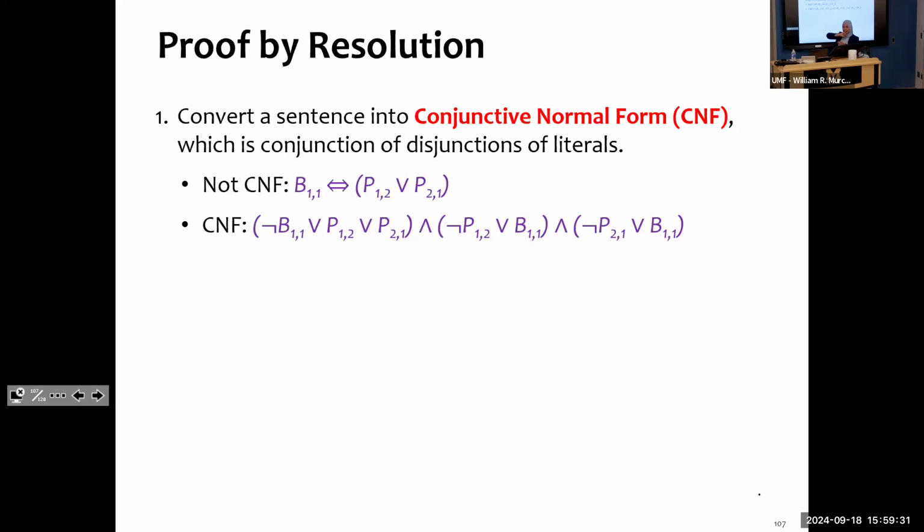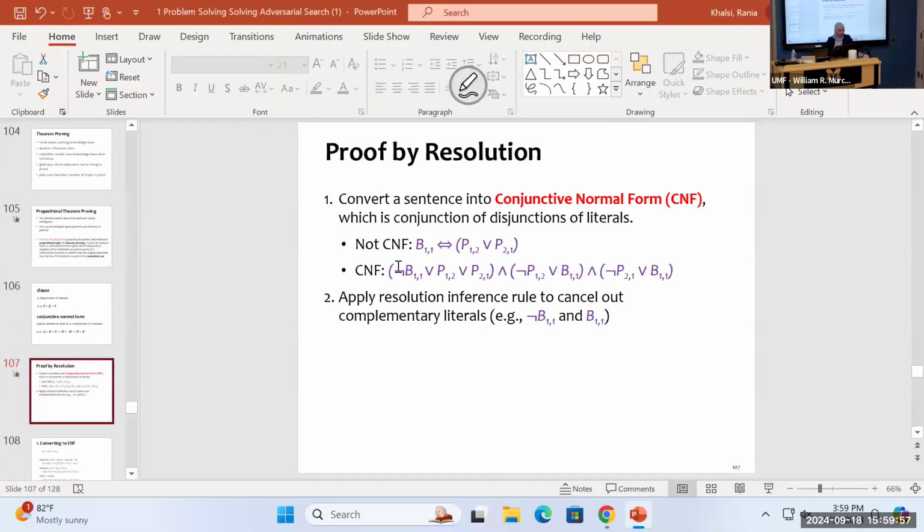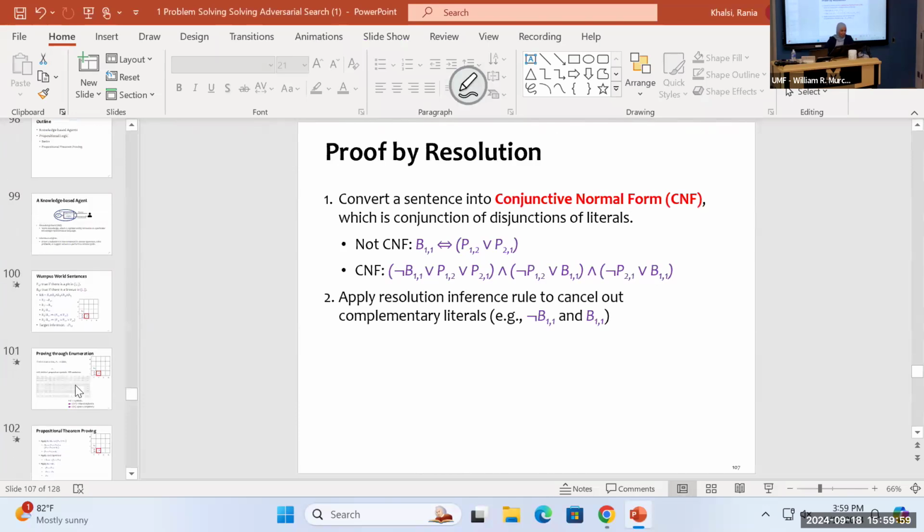No, we are not in the negation. We are just removing the implies. A implies B becomes not A or B. Okay? Believe me, I will double check.